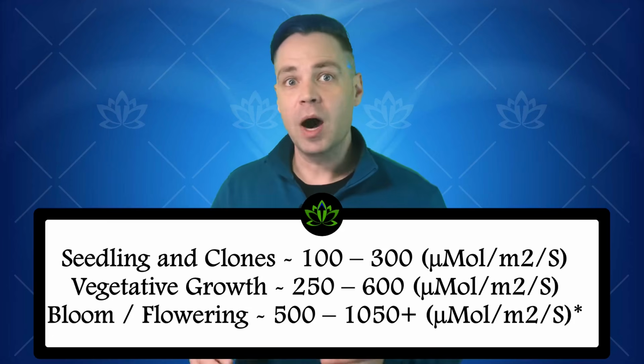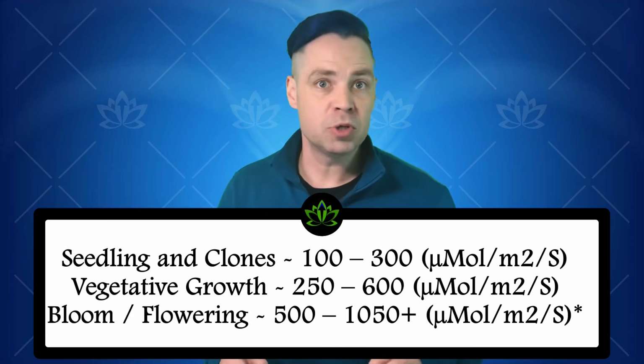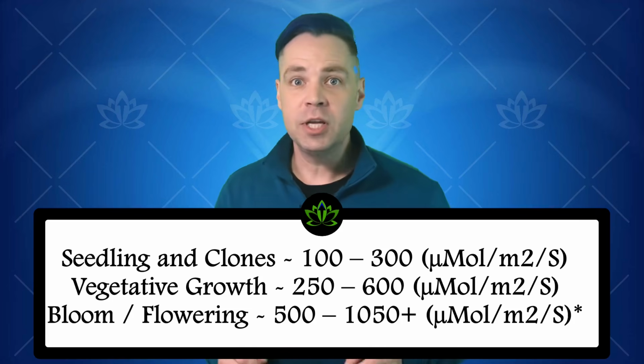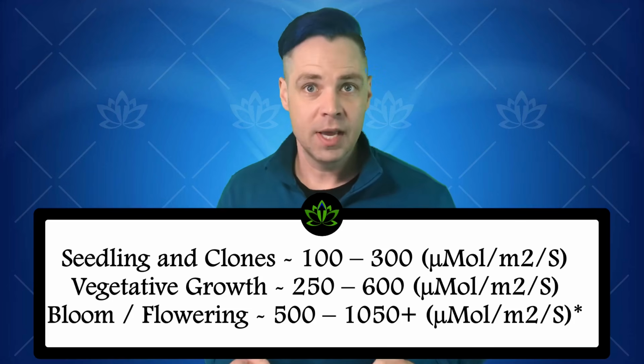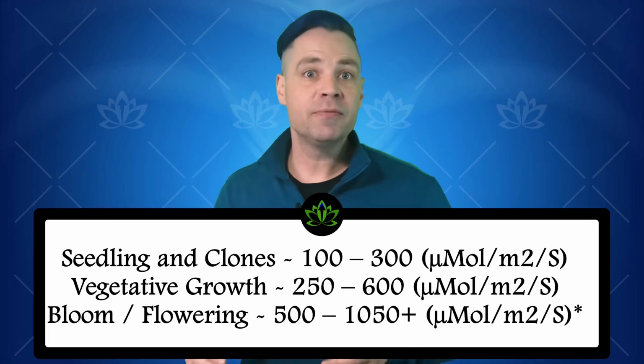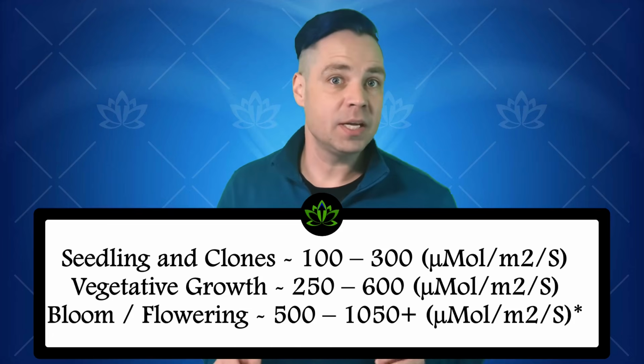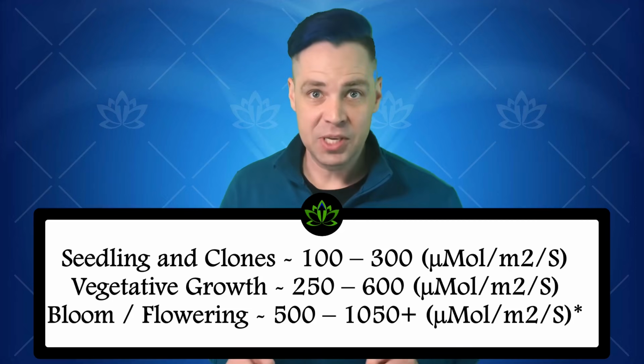So some general PPFD levels for growth phases are: seedlings and clones should get about 100 to 300 micromoles per square meter per second. Vegetative growth, 250 to 600 micromoles per square meter per second. And bloom and flowering, about 500 to 1050 plus micromoles per square meter per second.